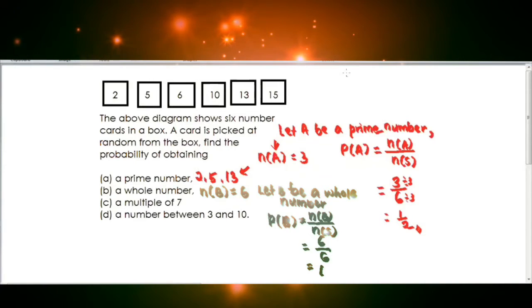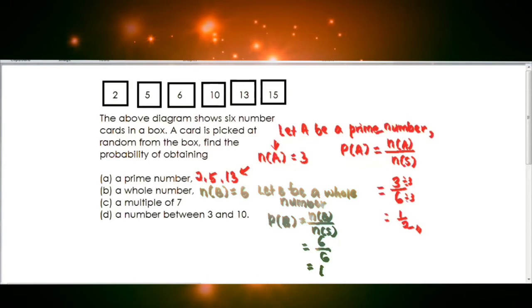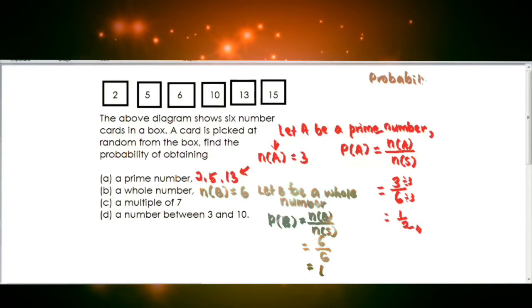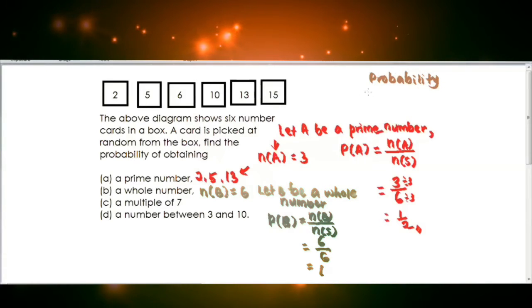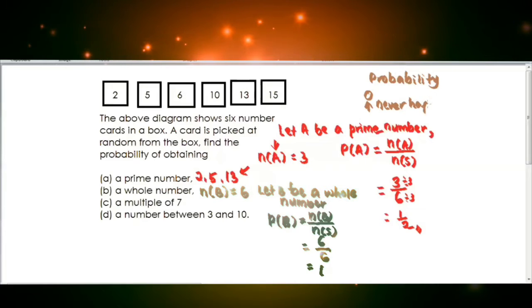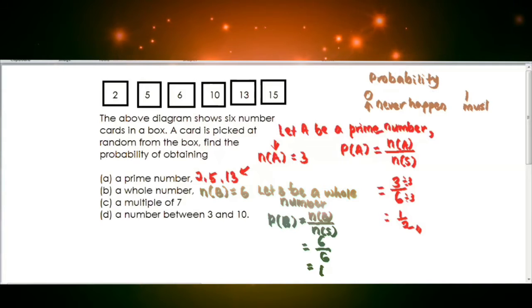Remember what I use for probability in this chapter. When we get the answer 0, it means this never happens. It will not happen; it is impossible. When we get a probability answer of 1, it means it is compulsory to happen. It must happen. It shall happen. The event is sure to happen.